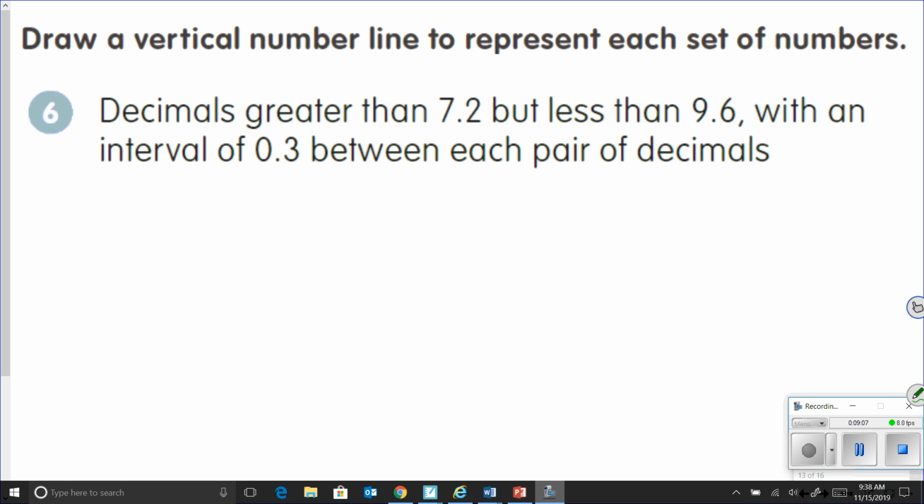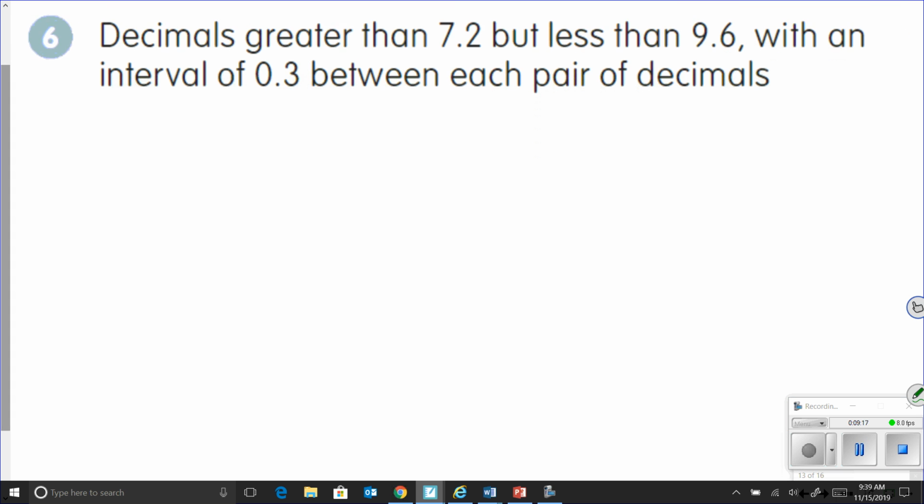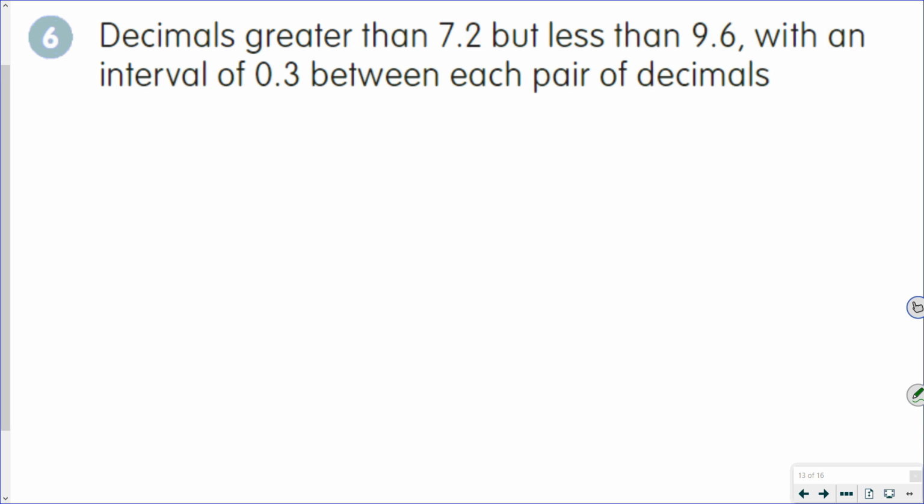So for our next one, we want to draw a vertical number line to represent decimals greater than 7 and 2/10, but less than 9 and 6/10 with an interval of 3/10. So once again, since we have that vertical number line, we start at the bottom, work our way up. We want to be greater than 7 and 2/10. So we add 3/10 to that, and we get 7 and 5/10. Add 3/10 to that to get 7 and 8/10.